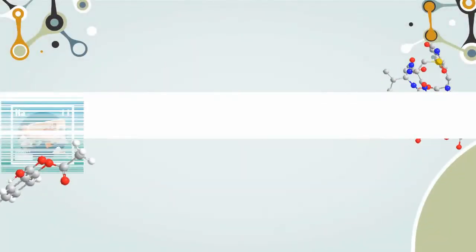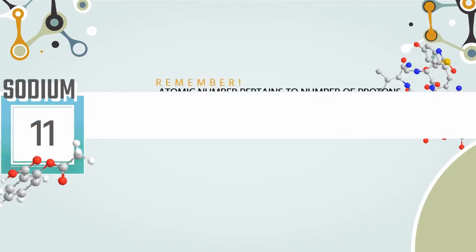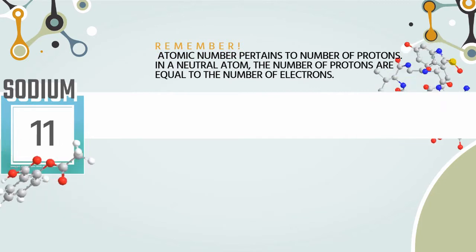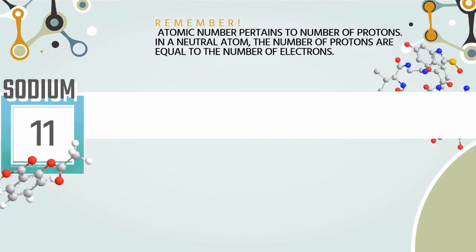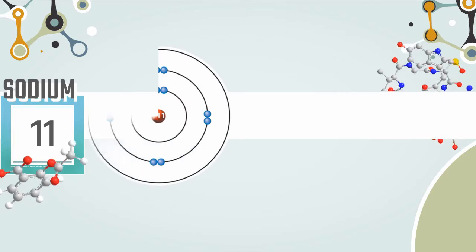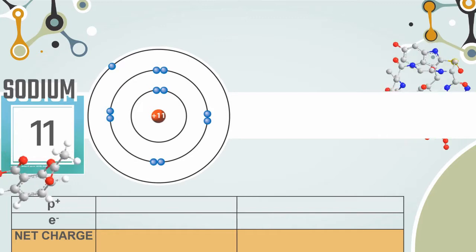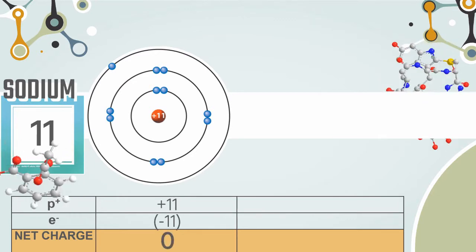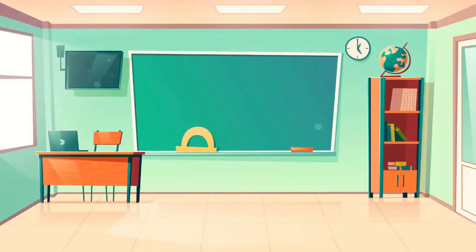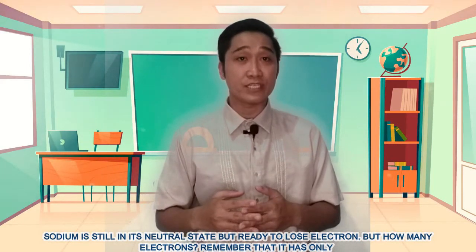Let's take for instance a metal element sodium with atomic number 11. Remember that atomic number pertains to the number of protons. In a neutral atom, the number of protons are equal to the number of electrons. For sodium, since its atomic number is 11, thus protons and electrons are also 11. Get the sum algebraically. Positive 11 plus negative 11 equals 0 net charge. Sodium is still in its neutral state, but ready to lose electron.